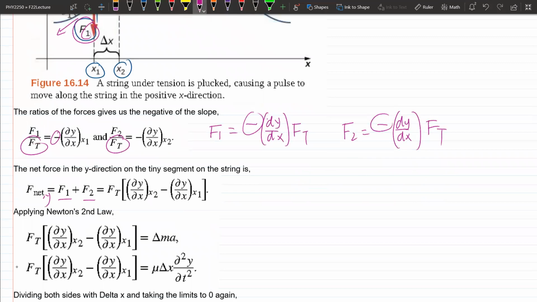So when I add these two forces together, force 2 is going to be positive, and then force 1 is going to be negative, okay?